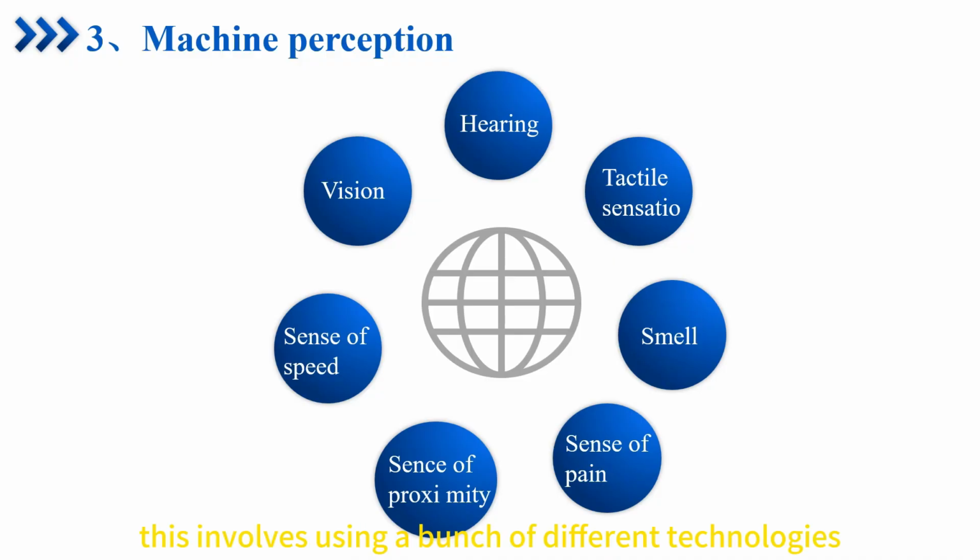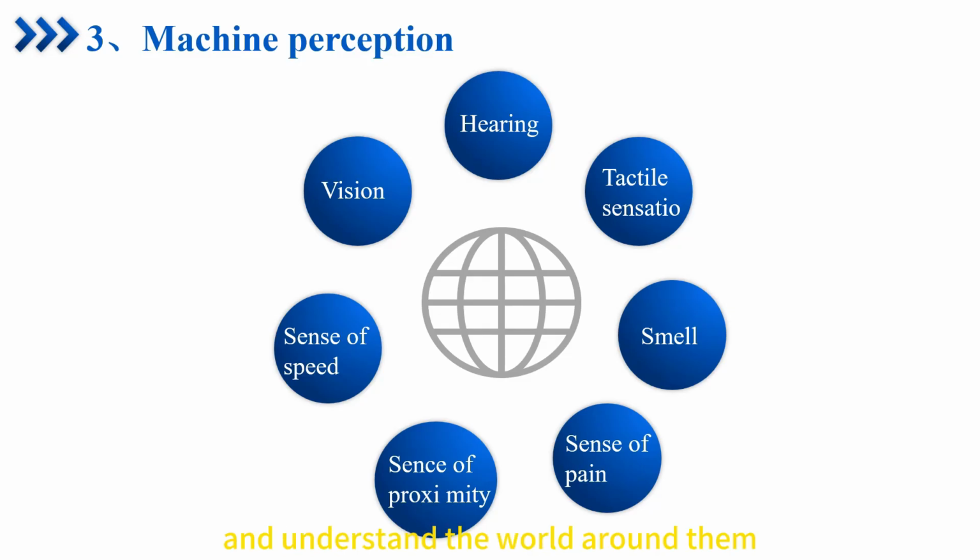This involves using a bunch of different technologies like machine learning, computer vision, and natural language processing to help machines make sense of the information they're taking in. Basically, it's all about giving machines the ability to perceive and understand the world around them, just like we do.